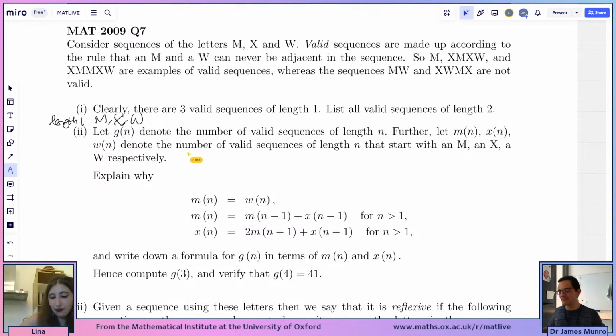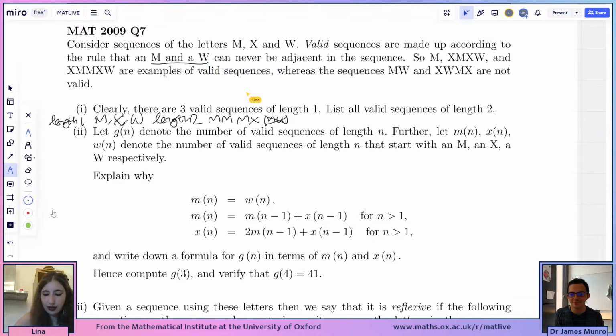Yeah, to look at the sequences of length 2, we build up from these. So I had actually written down all the sequences of length 1 to look at this question. So you can build up from these, and we can just look at all the possible different combinations. So you can have MM, and that's valid. We can do MX, MW, but MW violates the rule that they can't be adjacent. So we get rid of this one.